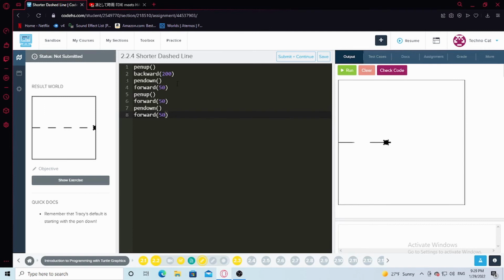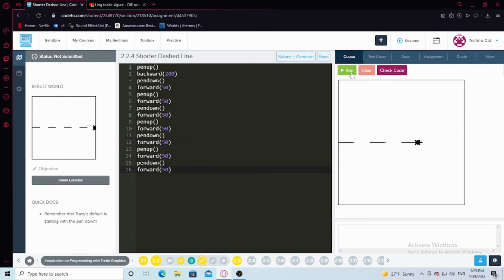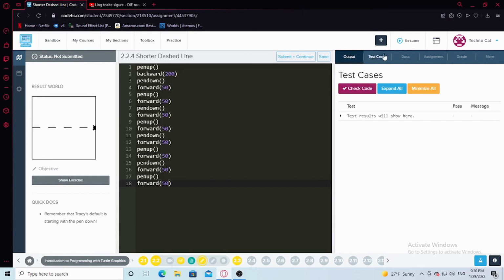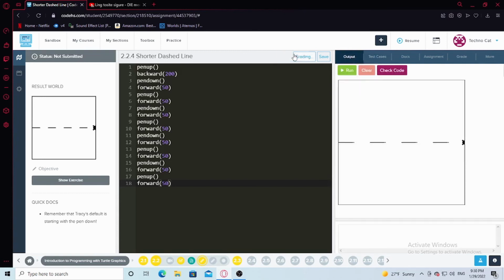So, of course, easy peasy, we're going to just copy and paste this little segment of code. And once we do that, she does a third one. So if I do it again, she does a fourth one, and now we just need to pen up, forward 50. And with that, this assignment should be done. So now if we check it, boom. Submit and continue.